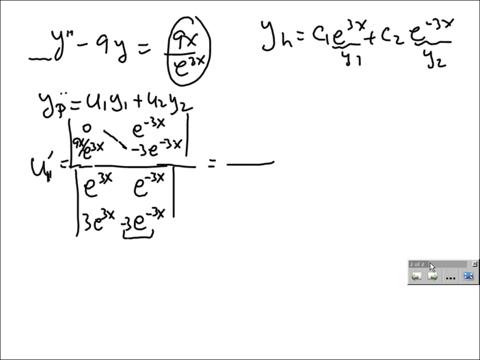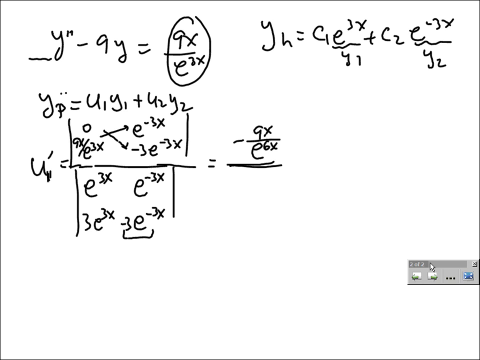You multiply those two, you get 0. Minus, you multiply those two, you get 9x over e to the 6x. Make sure you agree with that.